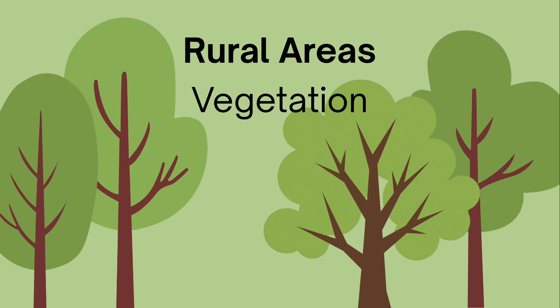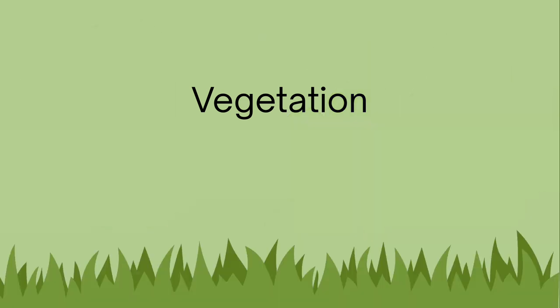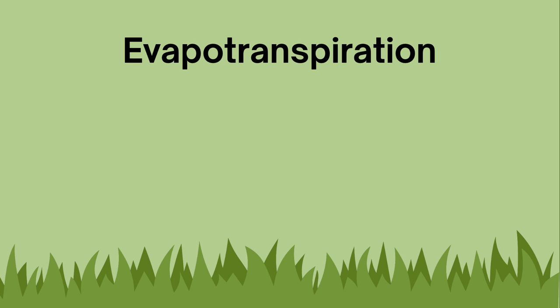Let's talk about the second factor of the urban heat island effect, vegetation. Have you ever sat down on a hot summer day and felt how cool and fresh the grass is? If grass has a low albedo, shouldn't it be piping hot just like the concrete? Well, plants can do a cool thing called evapotranspiration.